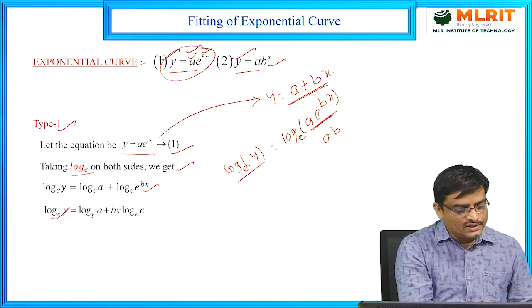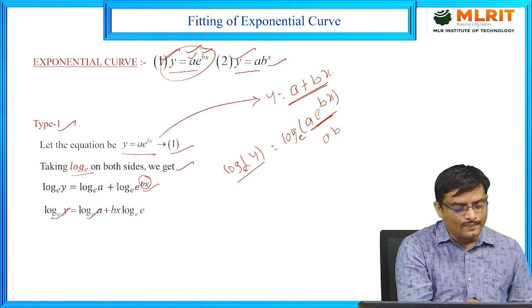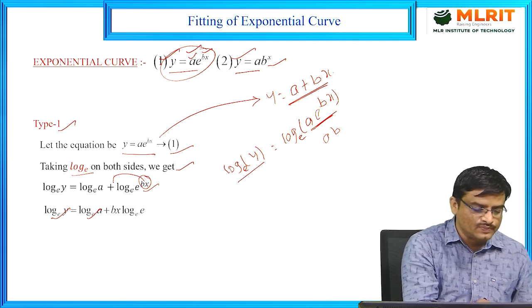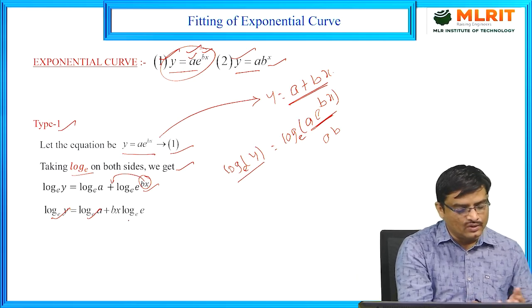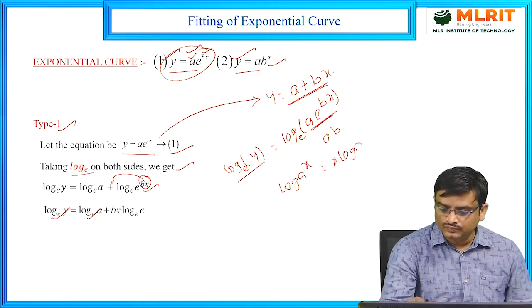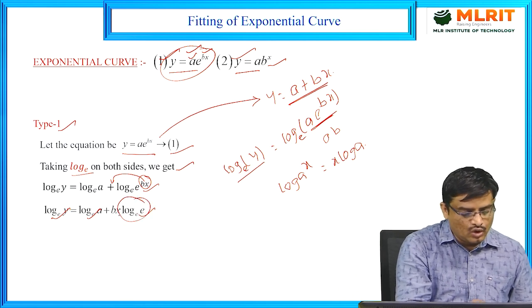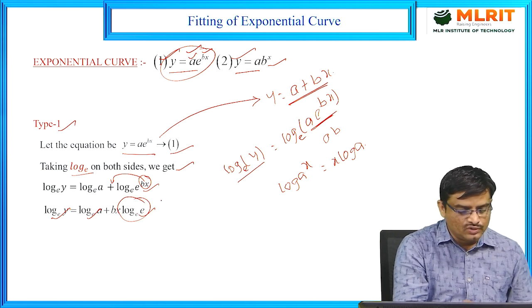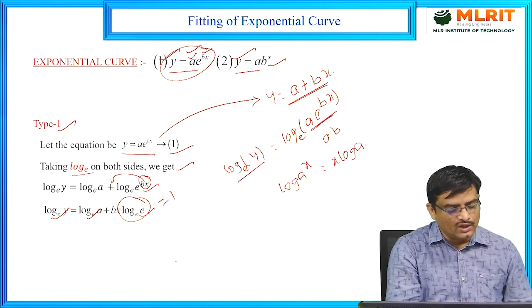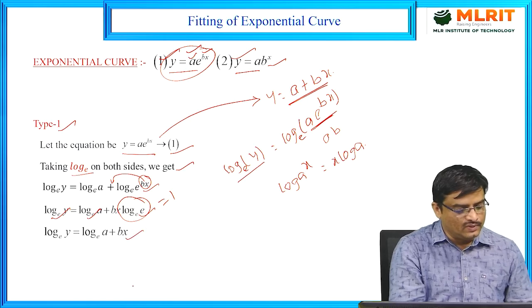You write this down as it is, and now in the log we are having a power, for the exponential function we are having the power bx. You bring this power in front of the log. We know the formula log a power x can be written as x into log a. Now use that. So now we are having log e to the base e. Log e to the base e, we can consider this value as equal to 1. So 1 into bx. This is our equation here.